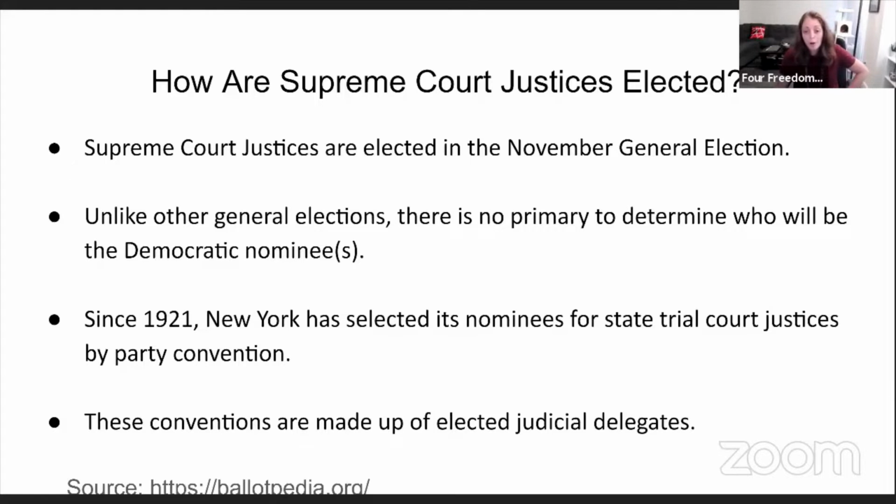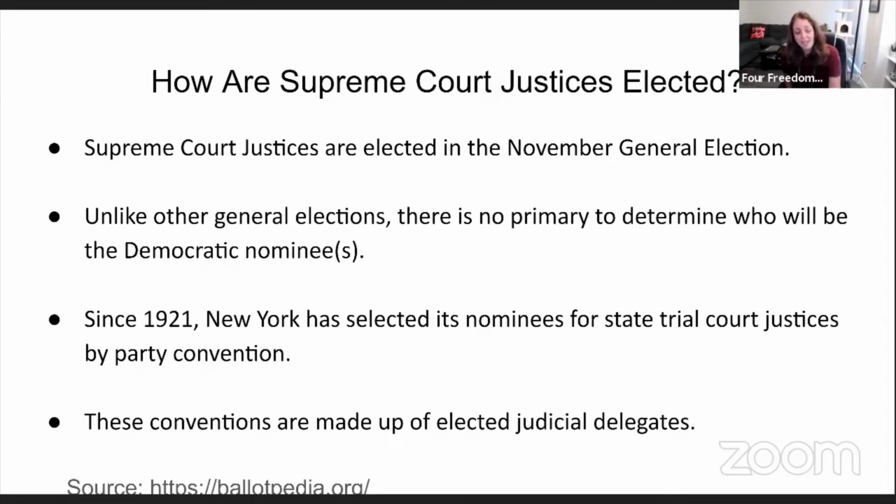So how are Supreme Court justices elected? Well, they are elected in the November general election, just like most other elected officials, all other elected officials. So on your ballot this November, you will see justices for the Supreme Court on there. You will likely only see Democrats. Republicans do not generally run people for those positions, not in New York County.